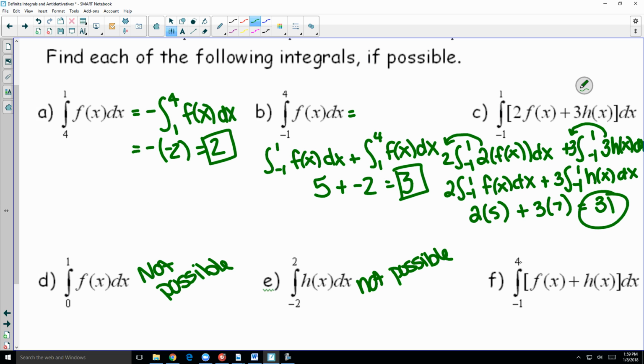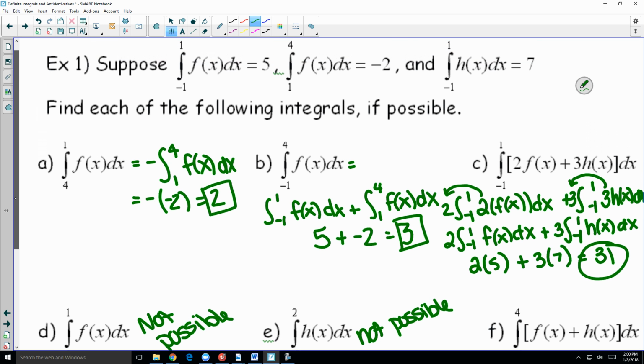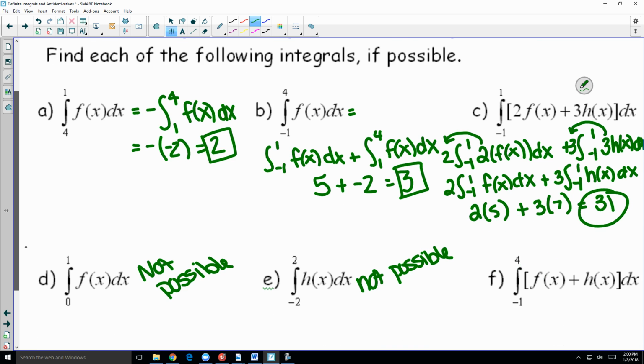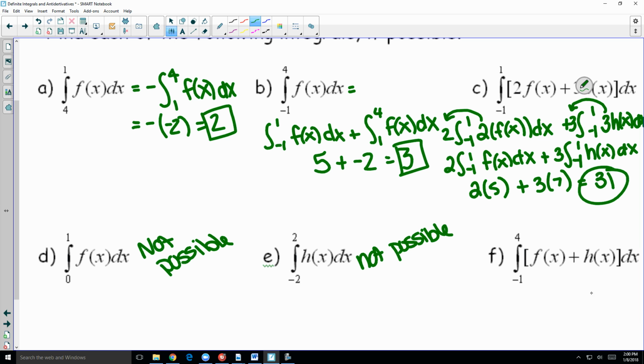We know this one, negative 1 to 4 of f of x, we actually already found it. So this one would be 3 if we split this up. The issue is you don't know negative 1 to 4 of h of x. We know negative 1 to 1 of h of x. So again, not possible. There's no rules to say that we can work with those. Okay, and that's example 1.